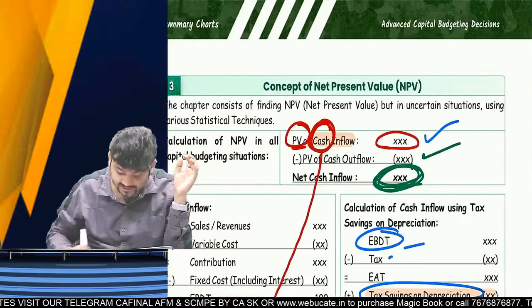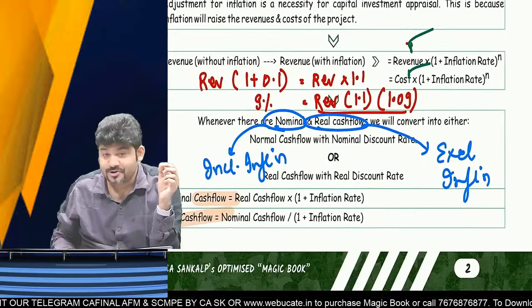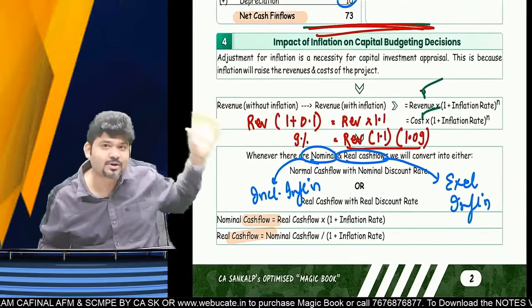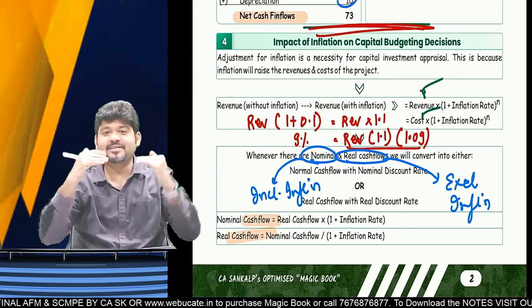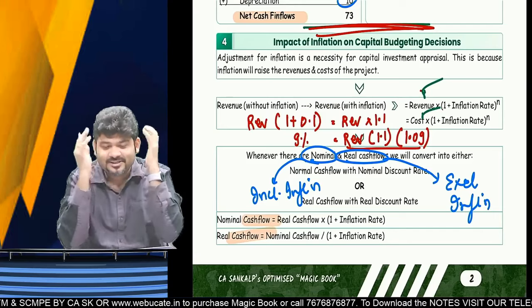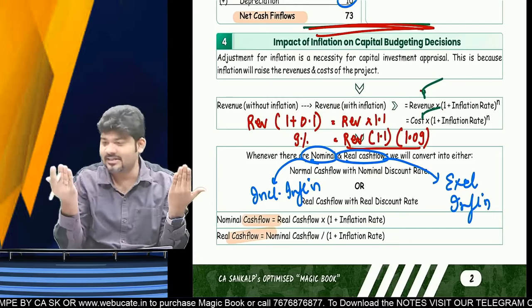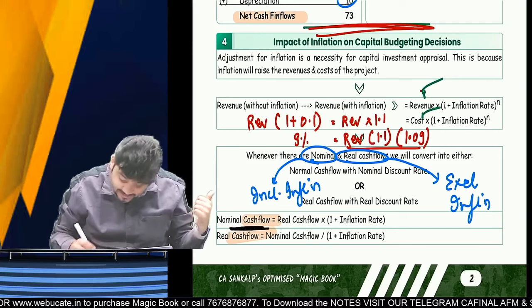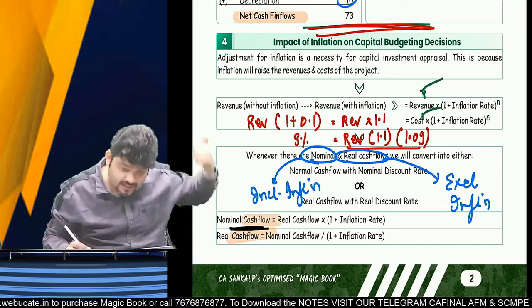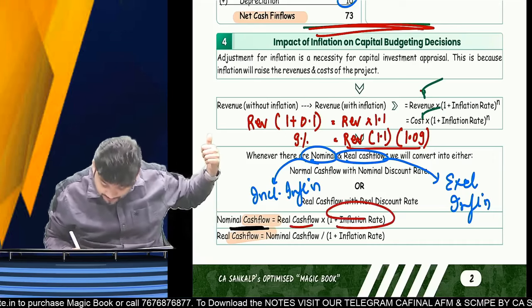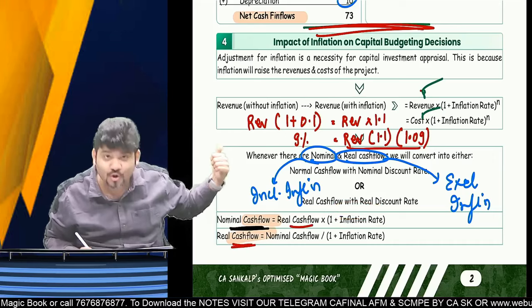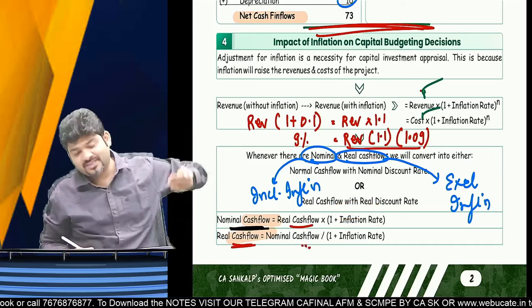Now, how do you calculate the nominal cash flow? I told you, nominal includes inflation and real excludes inflation. The dividing line between them is inflation. So what is nominal cash flow? Nominal cash flow is including inflation, so real cash flow plus the inflation. And what is the real cash flow? Nominal cash flow, but without inflation.